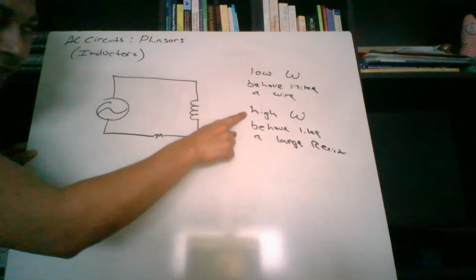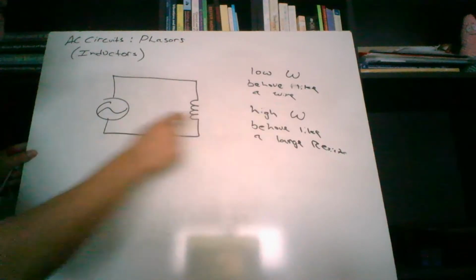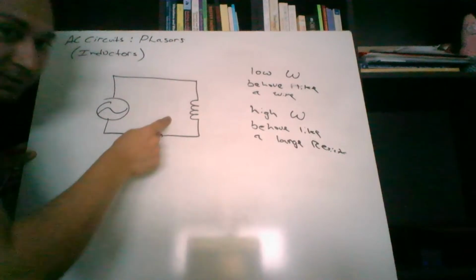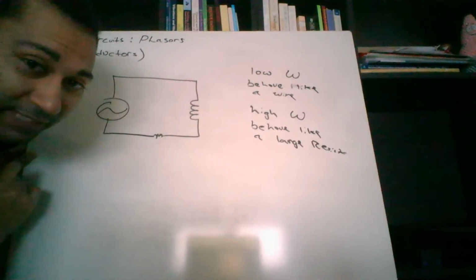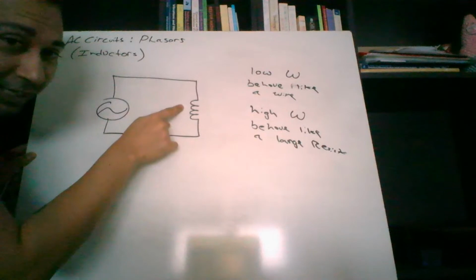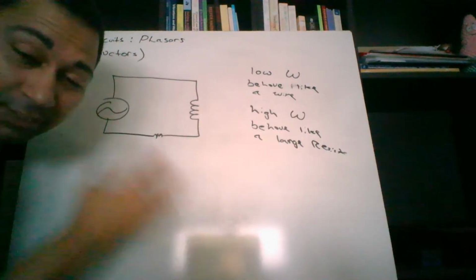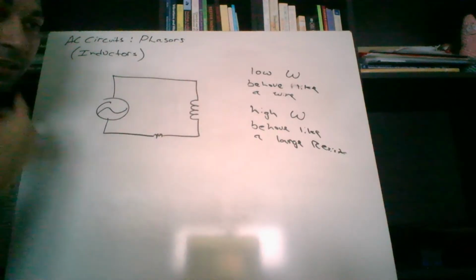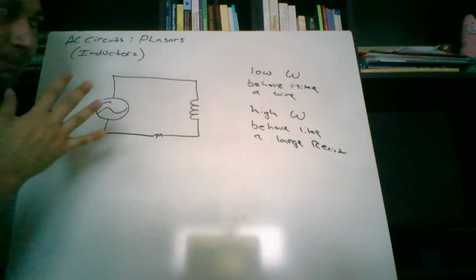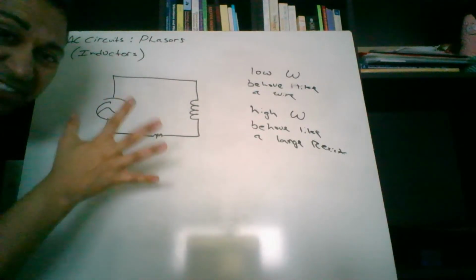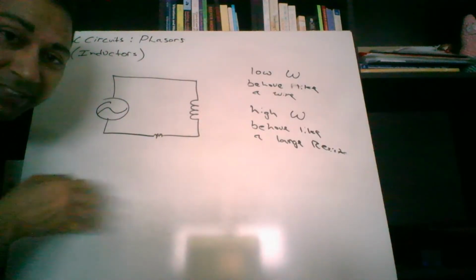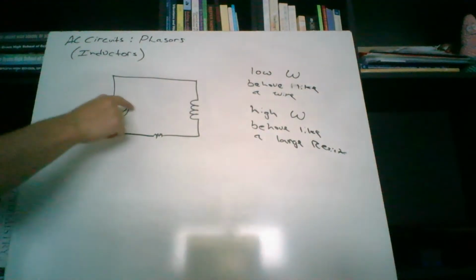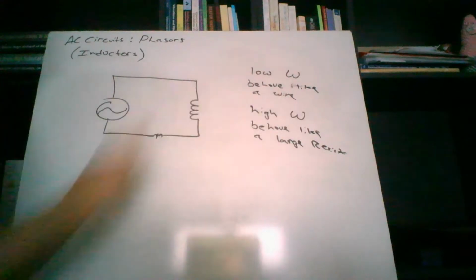So if you have a high frequency, if you have a high omega, it's going to be really hard to put in, and it's going to be really hard to take out if you do it really, really fast. But if you do it slow enough, it'll start to behave like a wire, which is the opposite of what a capacitor did. At low frequency, the capacitor behaved like a resistor, and at high frequency, the capacitor behaved like a wire. So an inductor does the exact opposite when you change the size of the frequency.